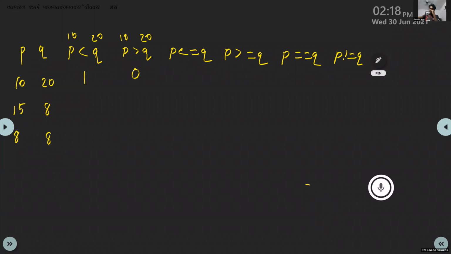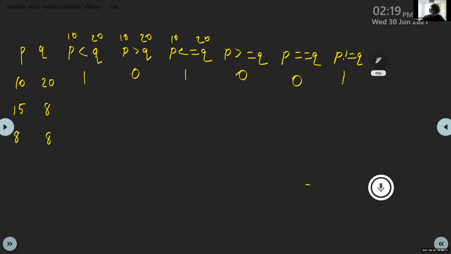What about P less than or equal to Q? True, because 10 is less than 20. So the result is 1. Then P greater than or equal to Q? False. Then P equal to Q? False. P not equal to Q? True. Correct. Is it correct, Anjana? Yes. Then Thompson, next row.